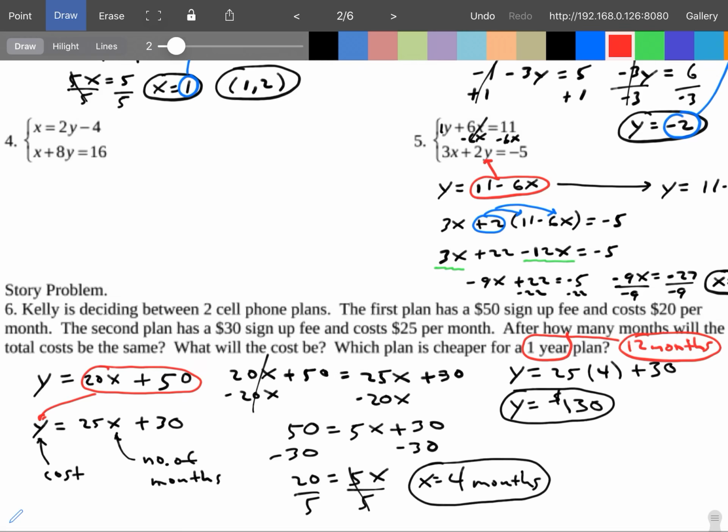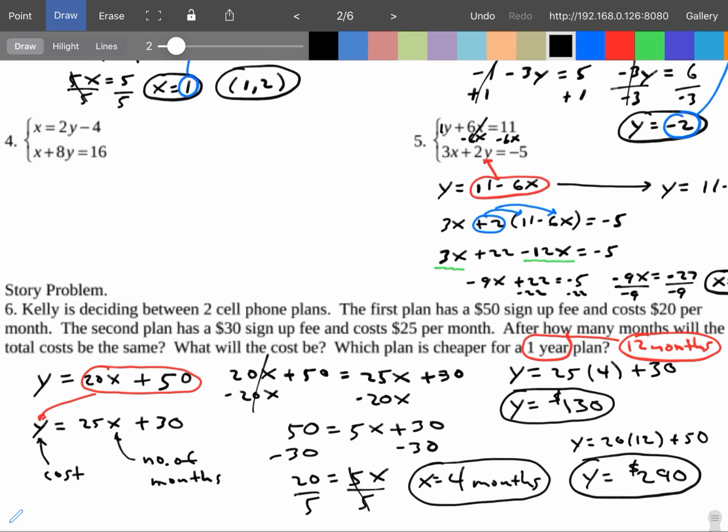Let me write out what that would be real quick. You would have y equals, well, it does matter which one I plug it into, because we said the top one was cheaper. So we're going to put in 20 times 12 plus 50. 20 times 12 is 240 plus 50 is $290. And there you go. Now you've answered all 3 questions.